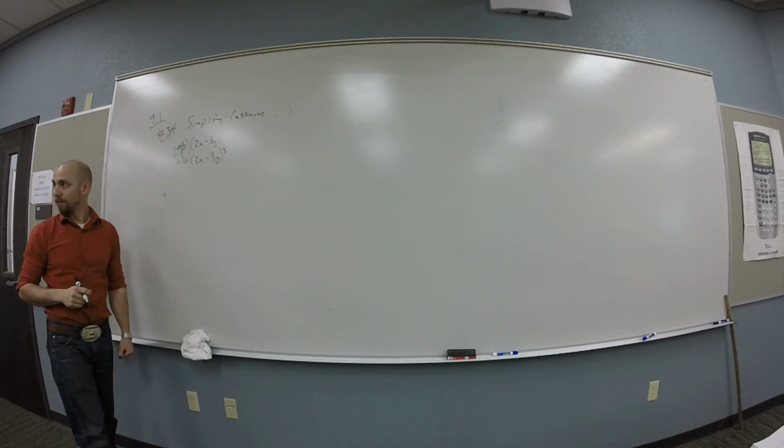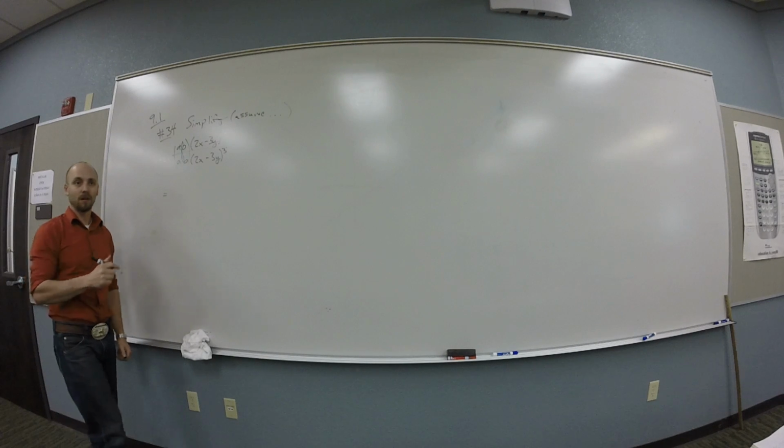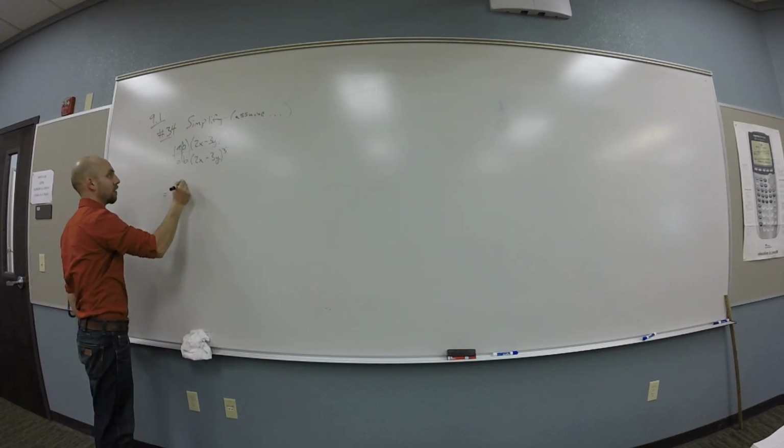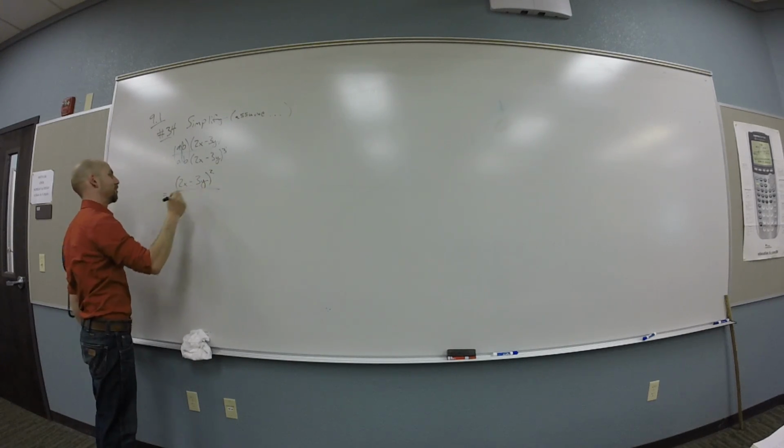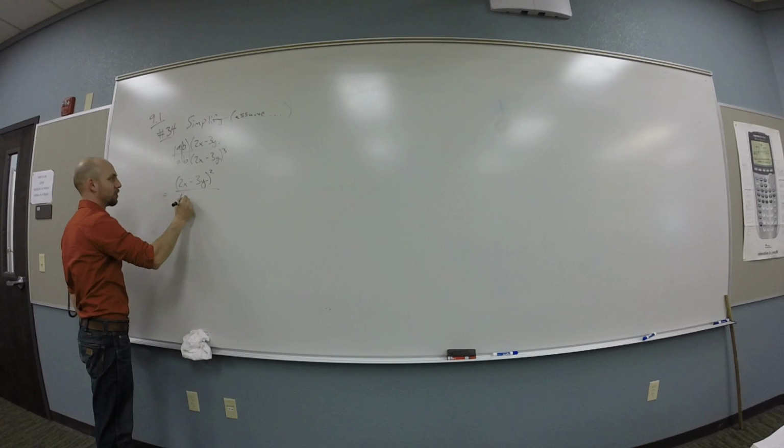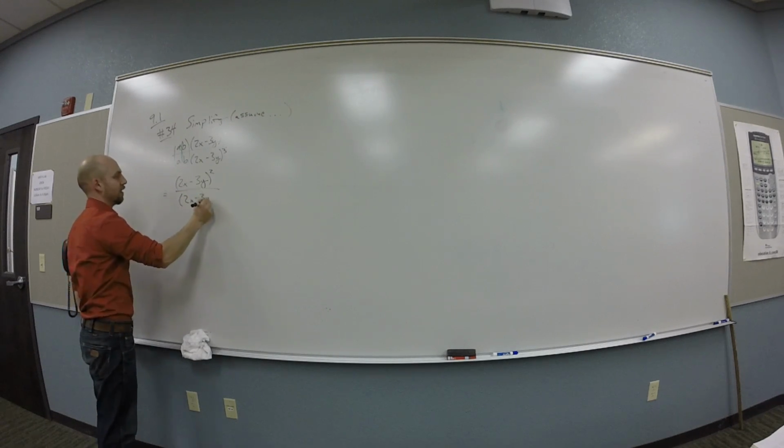what are you left with? 2x minus 5y squared over 2x minus 3y squared. I mean cubed. Okay. 2x minus 3y squared over 2x minus 3y cubed.